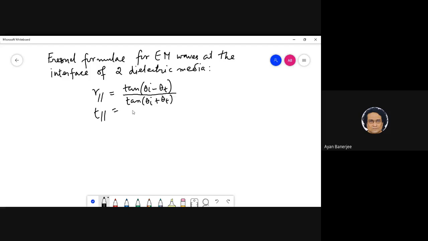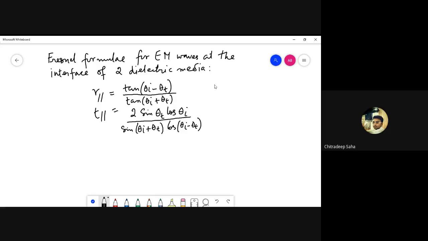And in the same vein, this one you check. I hope what I'm writing is correct. 2 sine theta t. Guys, please check this expression. This is a bit complicated. Theta I plus theta t. Did anybody try this out, by the way? Did it work out? Fine. Great, fantastic.